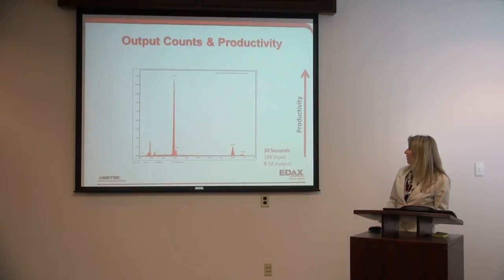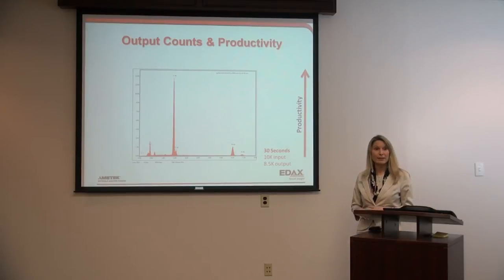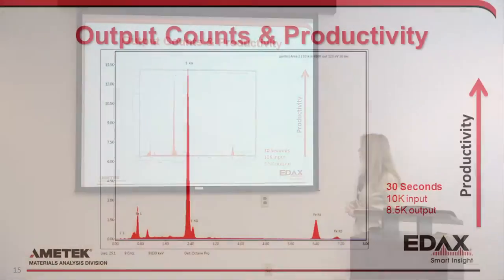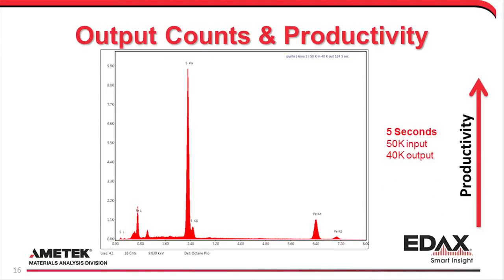To put that another way, we could increase our productivity. So if you have a high count rate, it means that you could collect faster. So at 30 seconds collection, we're just working at a low output count rate, and it takes a while to get the spectra. So 30 seconds to get the spectra, and the intensity of the peak is going to stay the same or nearly the same when we go up to 5 seconds. So now we increase our count rate and we speed up the collection time. We could get the same amount of data in just 5 seconds.